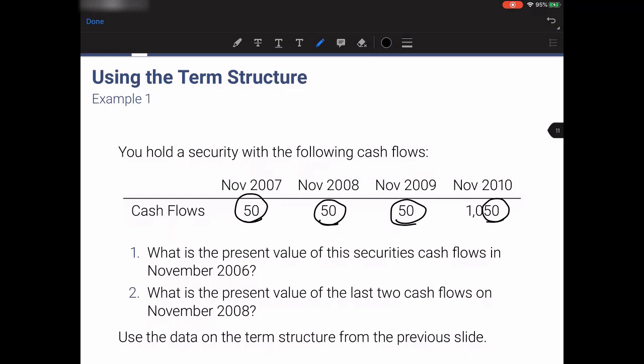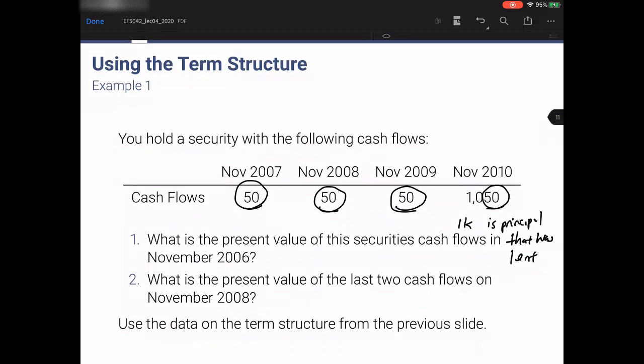But at the end of the month of November in 2010, we also get $1,000 back as well. So this 1K was presumably our principal that we lent out. Okay, so 1K is principal that was lent. So therefore this cash flow looks like a bond essentially.